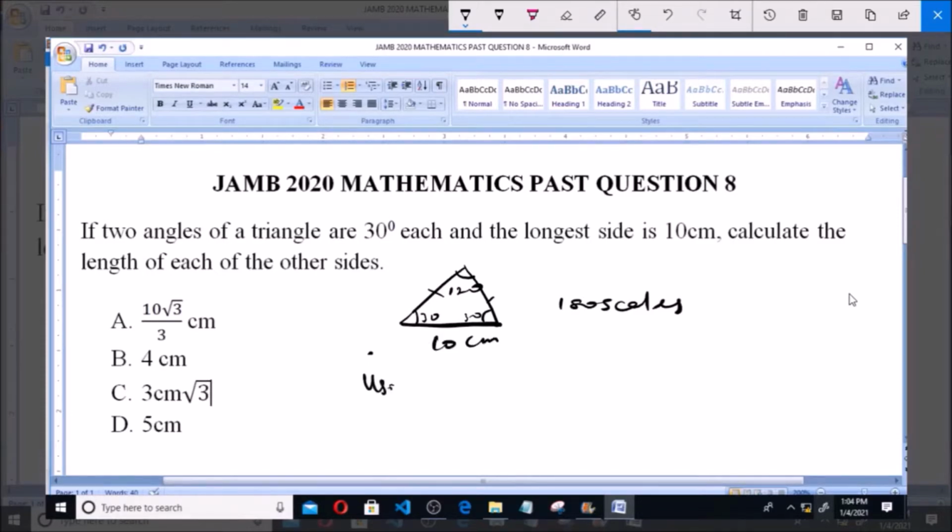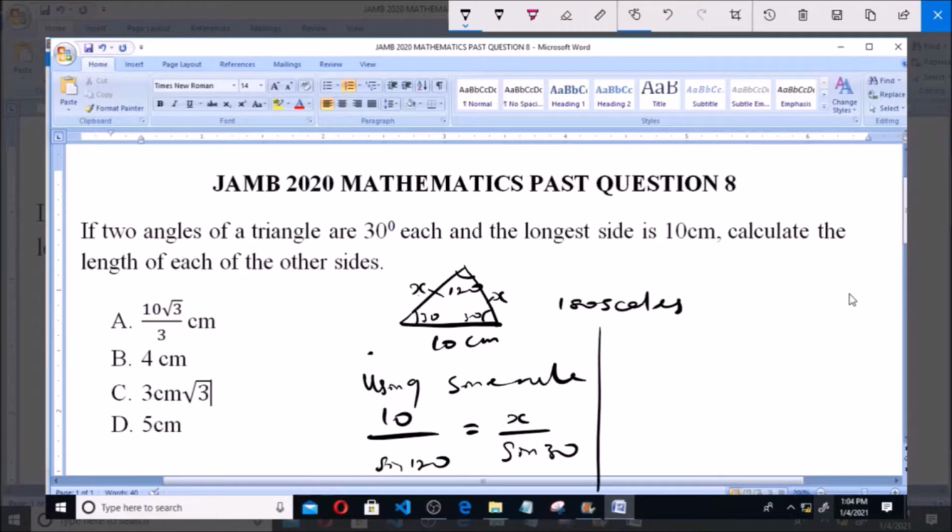Now, using sine rule, since both these base angles are equal, it simply means this side is equal to this side. Now let's call both sides x. So using sine rule, we have that 10 over sine 120 is equal to x over, picking any one, sine 30 degrees. Now when we cross multiply, 10 sine 30 is equal to x sine 120.